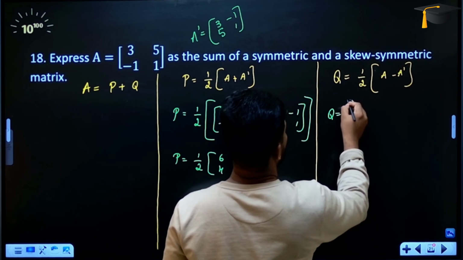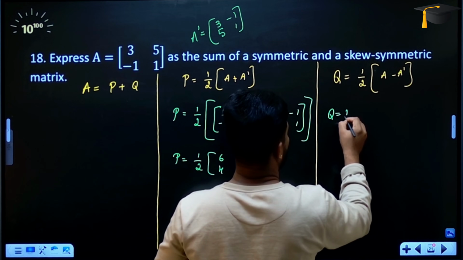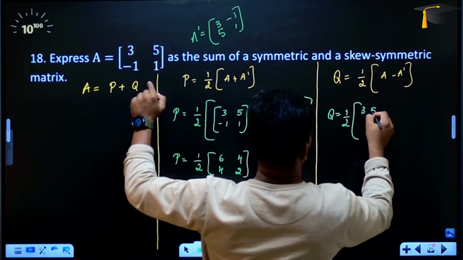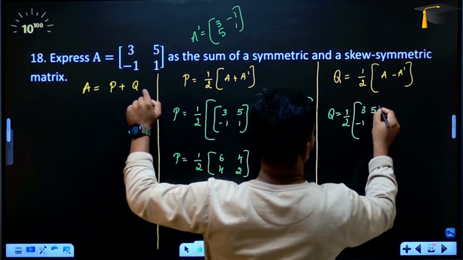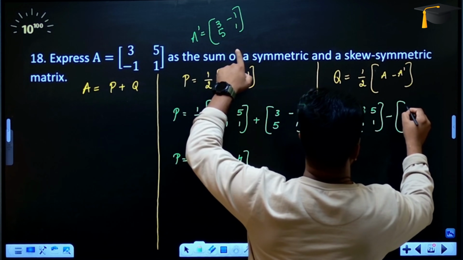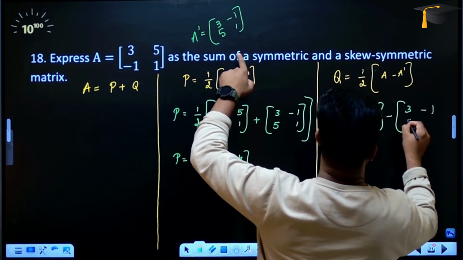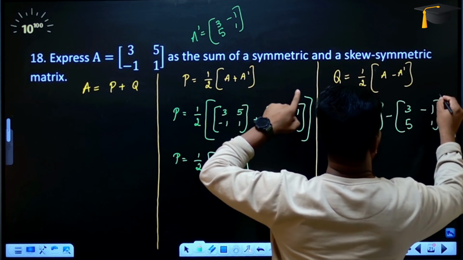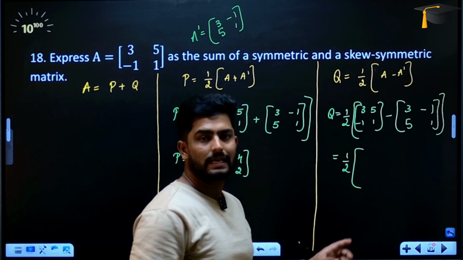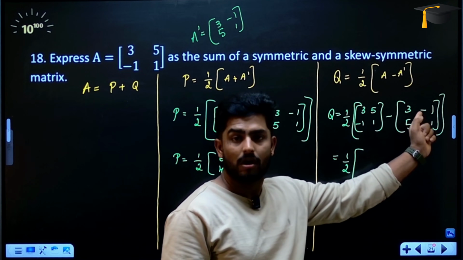So Q is equal to half of the A matrix, which is 3, 5, minus 1, 1, minus this, which is 3, minus 1, 5 and 1. Okay, careful while solving this. Why? Because most of you will forget the second part is negative. So this is minus of this matrix.